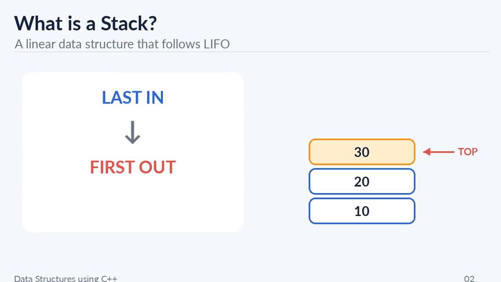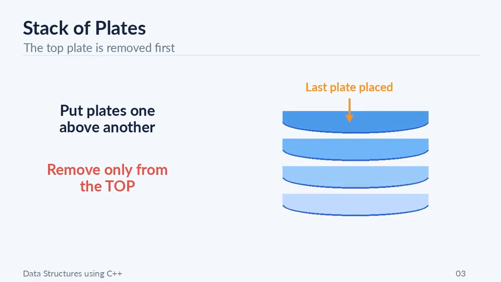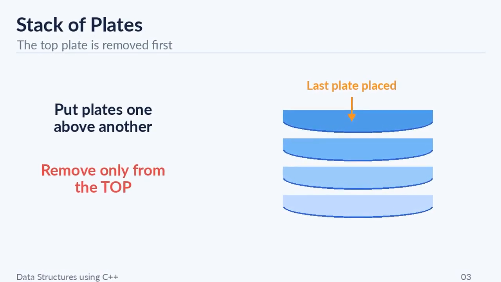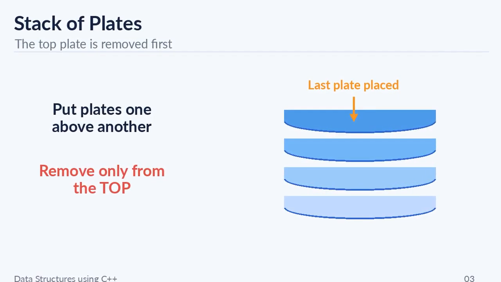If we put one plate above another, the last plate we put is on the top. So, top is the first plate we remove. So, think about one above another. So, last in, first out. That is called last in, first out.